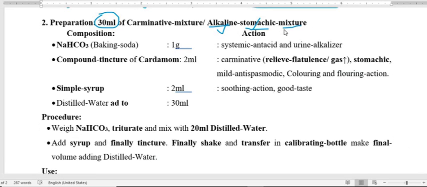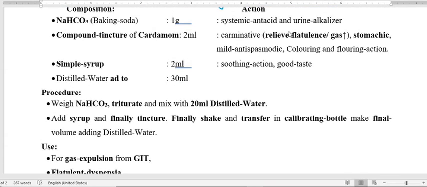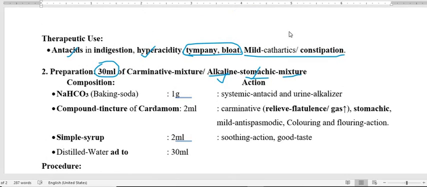Stomachic are the agent that are going to increase the peristaltic movement, and therefore it helps in the digestion, and it increases the appetite. So it is also called appetizer. So it is used as an appetizer. This is not only going to increase the gastric activity, but it also helps to remove the gastric content.